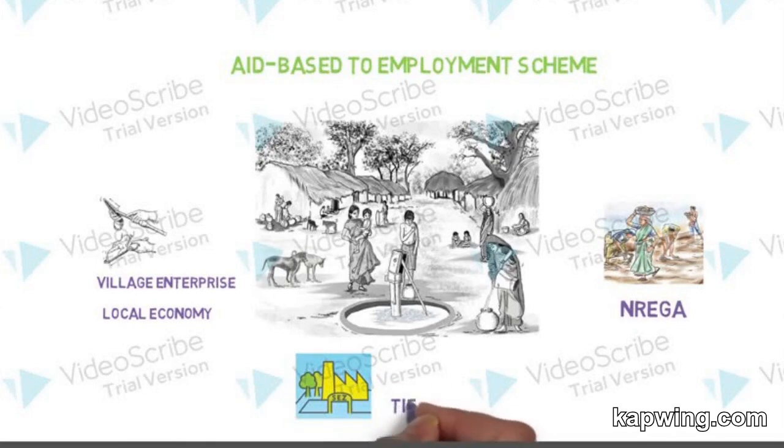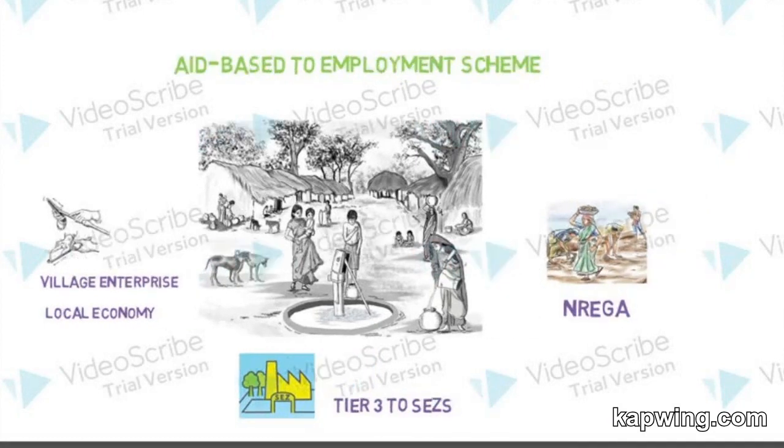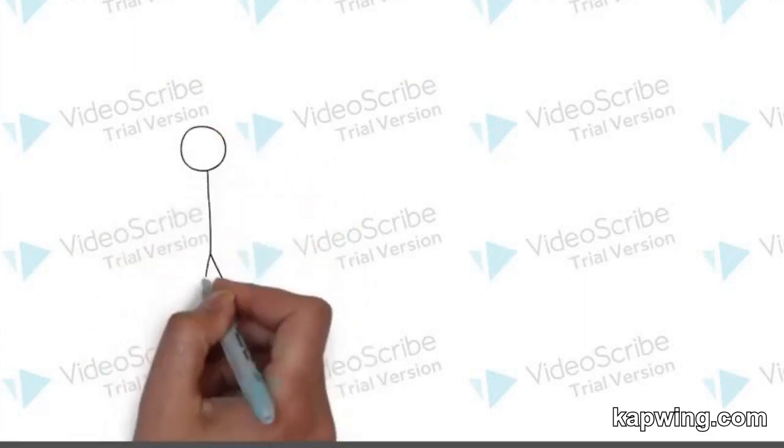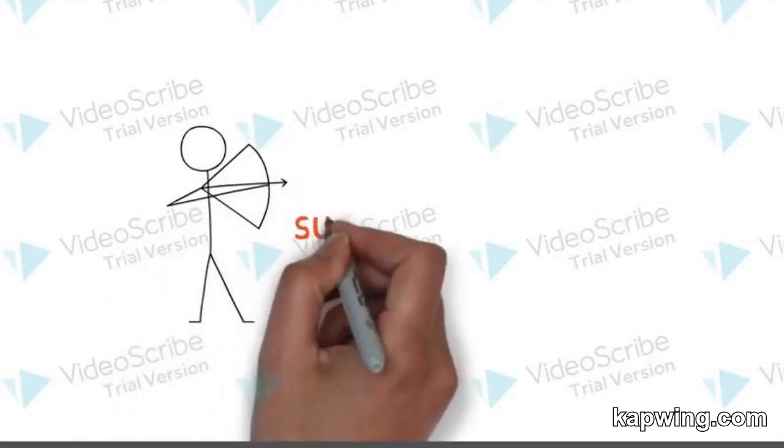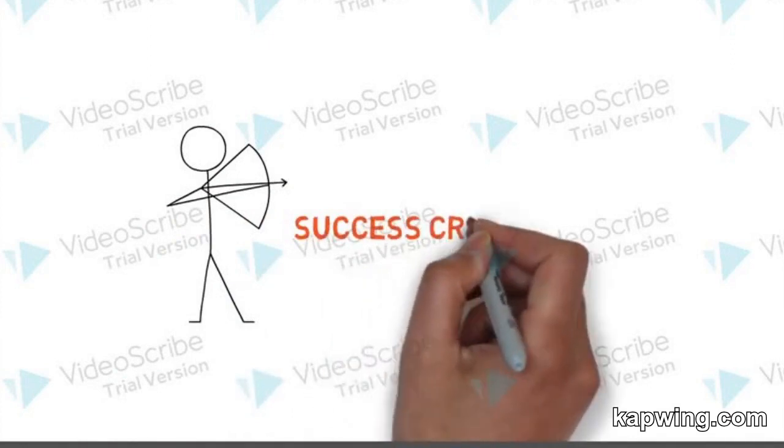Lastly, they should convert Tier 3 cities into CES and raise tenders in which infrastructure companies from India and abroad can participate, thereby leading to more employment in both the infrastructure and construction industry. Now that we've looked at the recommendations to combat unemployment, we should look at the success criteria against which we can measure the effectiveness of this framework.